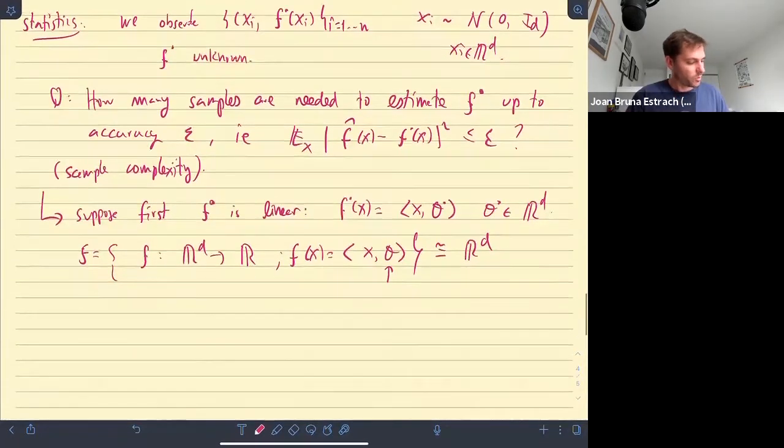Okay, I guess some people here, those that are following, might know: how many samples do I need to learn f star? Here the setup is the simplest it can be. There's no noise, there's nothing.